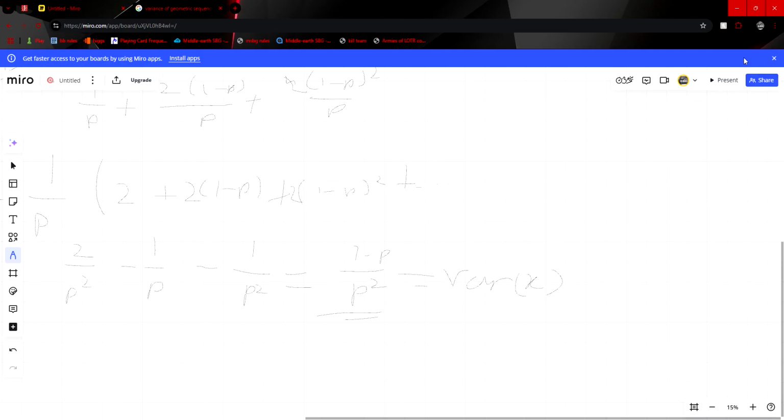So yeah, that's my proof of why the expected value of X for a geometric sequence is 1 over p and the variance is (1 minus p) over p squared.